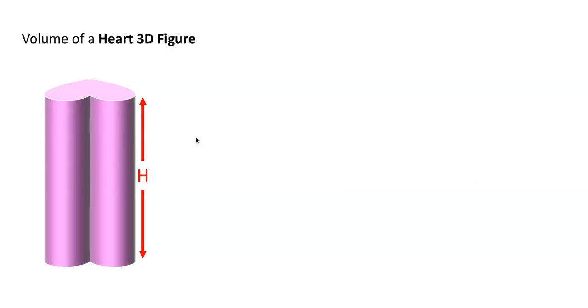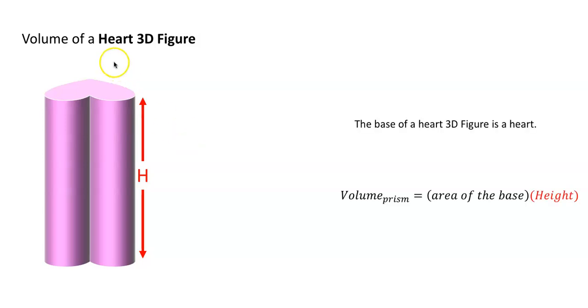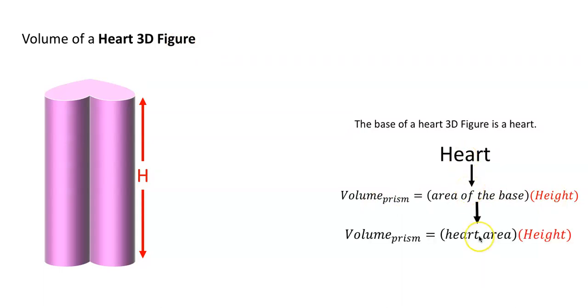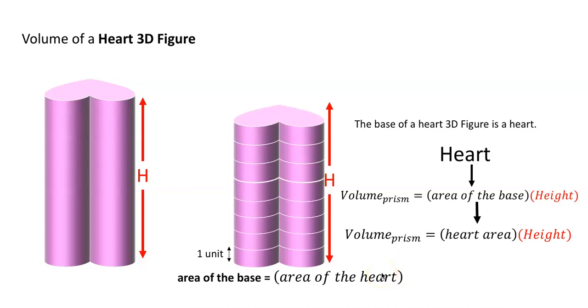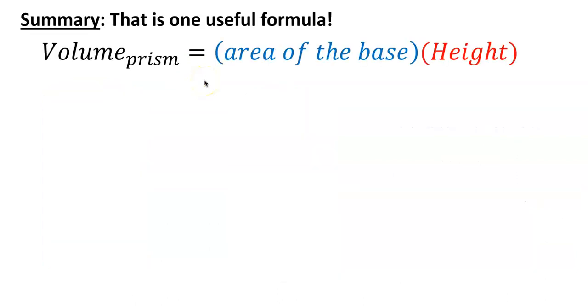Now this one is for Mrs. Erickson, your counselor. So she always tells you to be kind and makes a heart symbol at you. And so I wanted to show that even if we had a heart 3D figure, you could use the world's best formula. The base is a heart, so you'd have to find the area of that heart. And then once you find the area of the heart, you multiply it by the height, and that would give you the volume of this heart 3D figure.